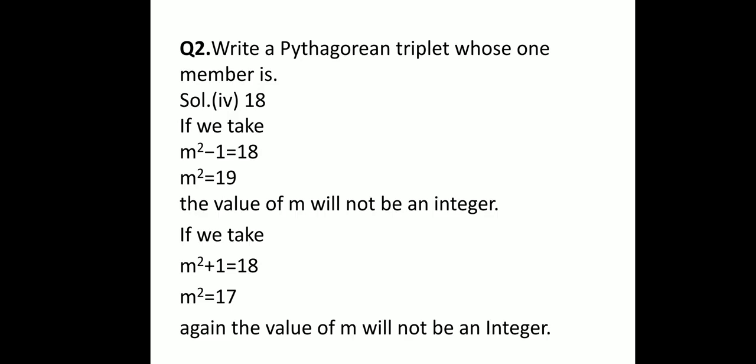Now, coming to question number 2, write a Pythagorean triplet whose one member is 18. In the fourth part I am taking 18, and we have learned what the three members of the Pythagorean triplet are: 2m, m square minus 1, m square plus 1.